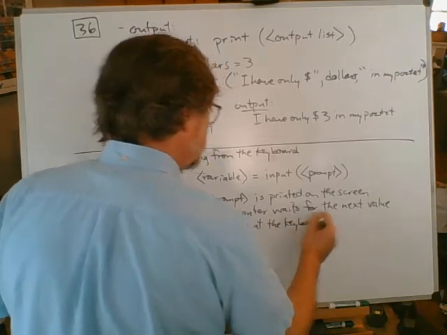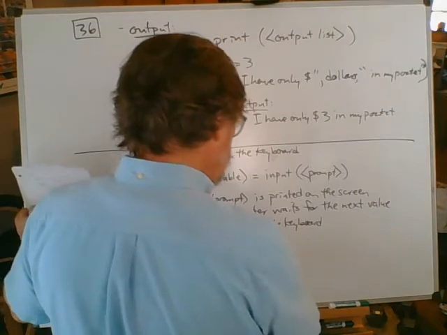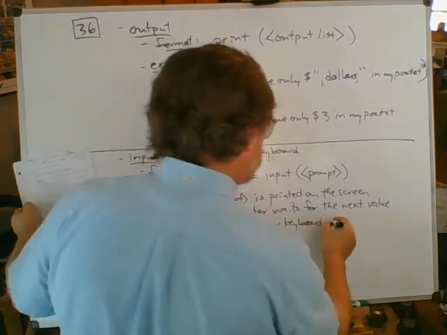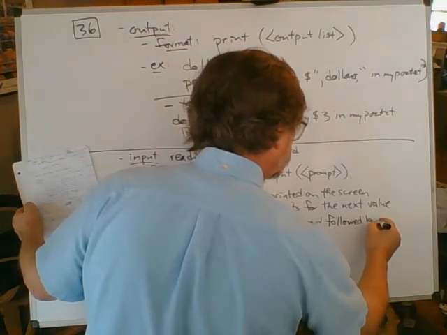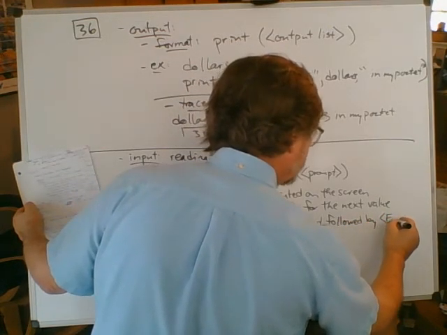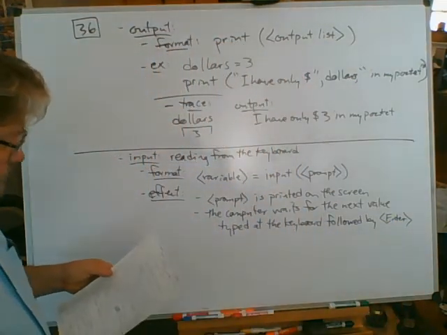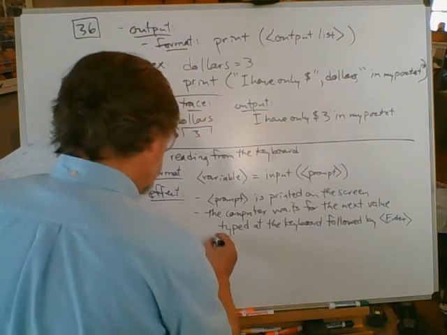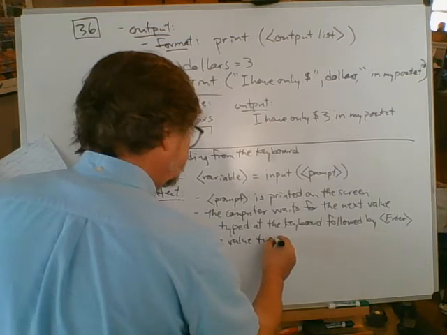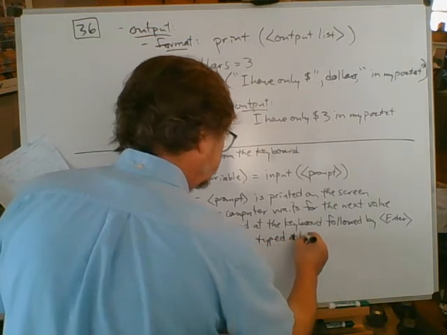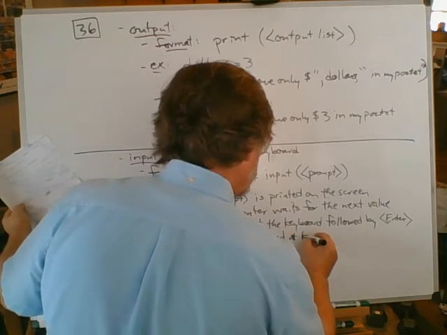Now it's not going to see it until you hit the magic key followed by the enter key. The computer waits for the next value typed at the keyboard followed by enter, and I'll put enter in pointy brackets. That's the key you press. The value typed at the keyboard. This is an assignment statement. Here we come.